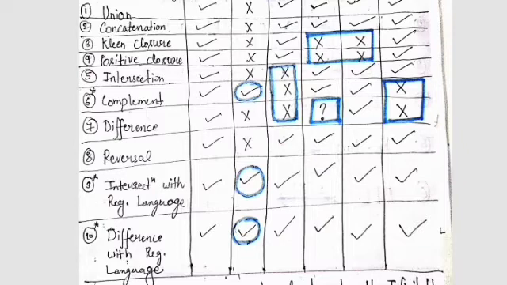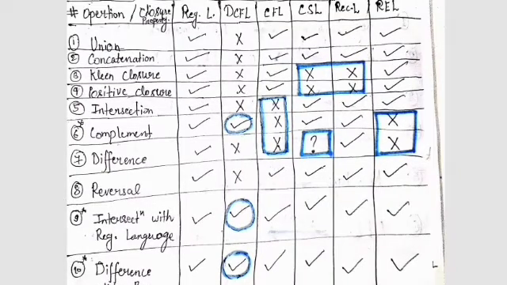And coming to the next language, deterministic CFL, it is closed under only three properties. One is complement, second is intersection with regular language, and third is difference with regular language. So deterministic CFL is closed under only three closure properties and not closed under the others like union, concatenation, Kleene closure, positive closure, intersection, difference, reversal. And move on to the next point.